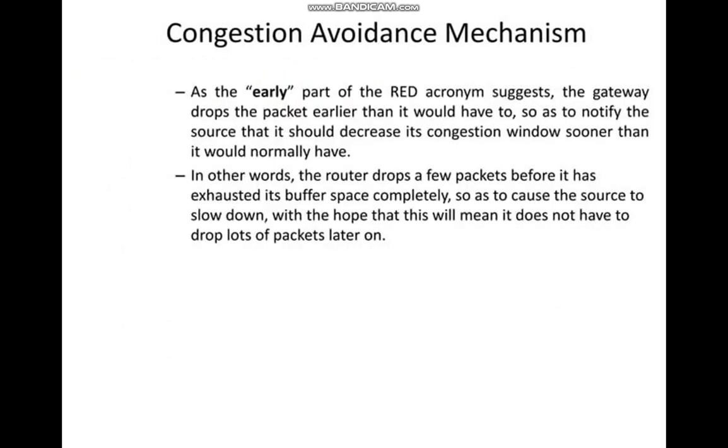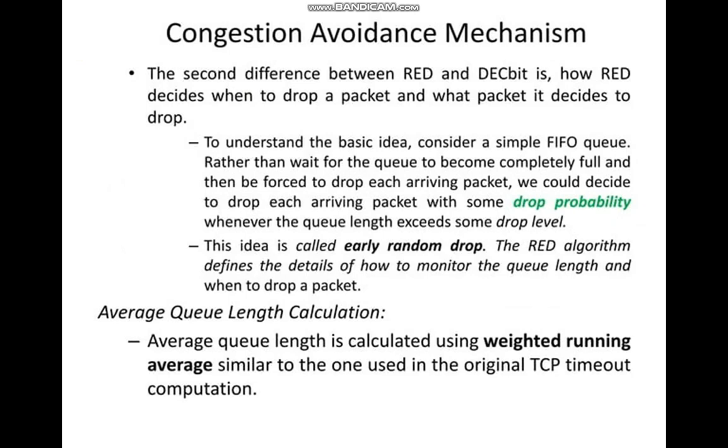The early part of RED suggests that the gateway drops the packet earlier than it would have to, so as to notify the source that it should decrease its congestion window sooner than it would normally have. In other words, the router drops a few packets before its buffer space is completely exhausted, so as to cause the source to slow down, with the hope that this will mean it does not have to drop lots of packets later.